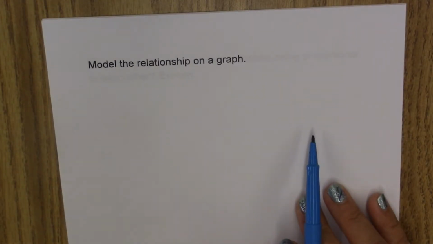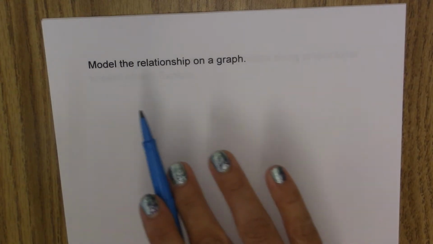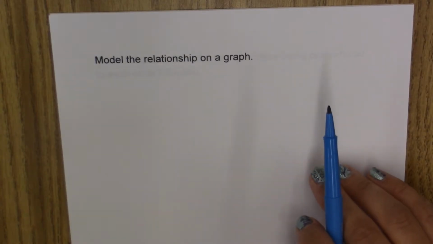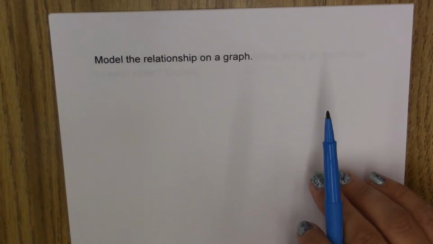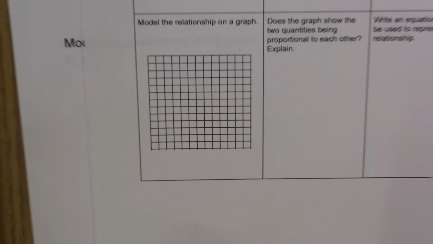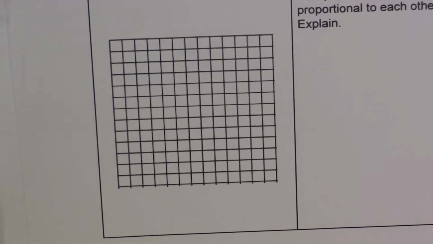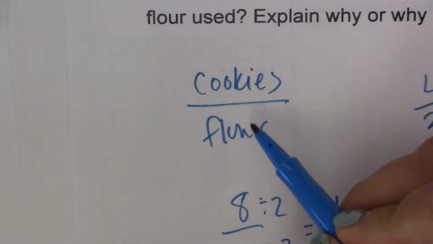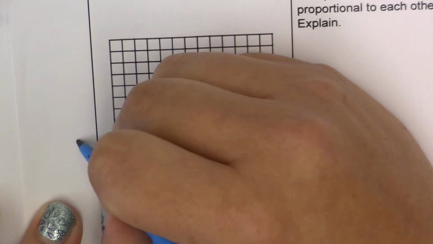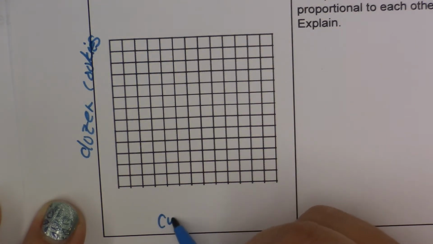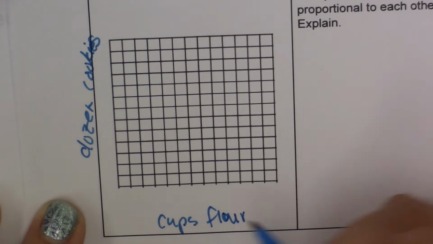All right, our next problem here says model the relationship on the graph. I was looking for my empty graph here. We can use this one. All right, I'm going to try to zoom in a little bit here so we can see. So we know when we compare, we are comparing our y to our x. So our cookies is our y and our flour is the x. So I'm going to put dozen cookies on the y and then cups of flour on the x.